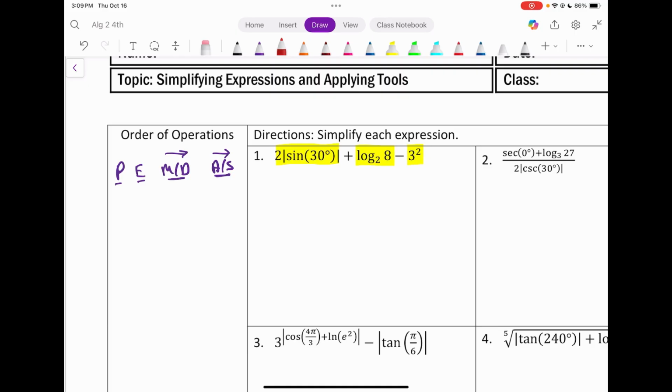You need to go back and watch old videos if you don't remember how to find sines or logs or anything like that. But inside here, I have the sine of 30, which we know is 1/2. It's in absolute value bars. So we have 2 times 1/2, which is a value of 1, plus log base 2 of 8: 2 to what power is 8? That's a 3. Minus, last step, 3 to the second power is 9. Then we're simply combining those. 1 plus 3 minus 9 is -5.